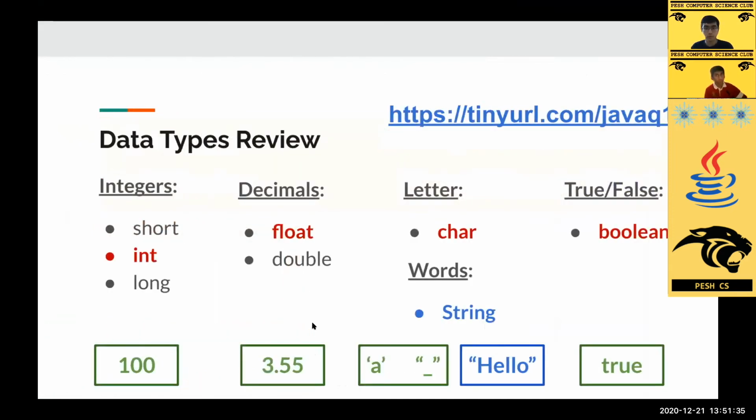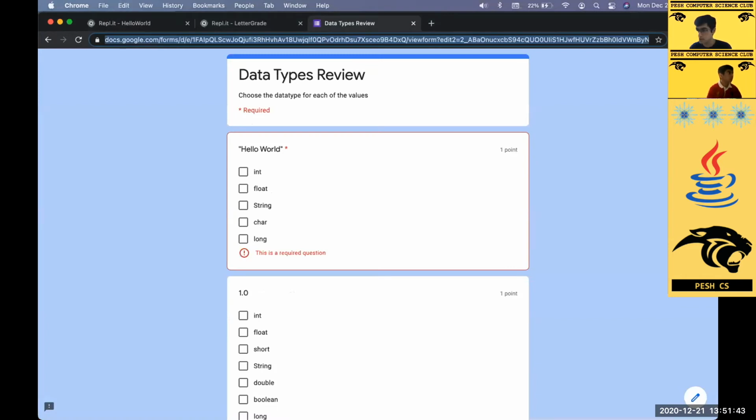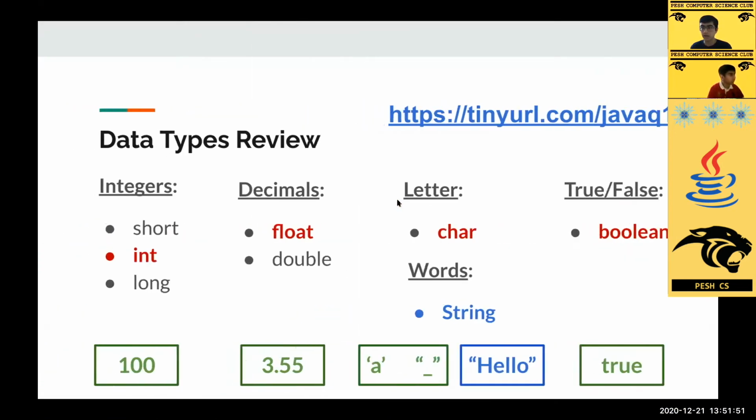Now we're going to do a short review of data types because this is really important. Go ahead to this link over here, tinyurl.com/javaQ1. I'll copy and paste the link into the chat. This is just a short review to cover everything that we've done so far with data types. There's 8 questions and it should take about 2 minutes or less. So we'll give you about 2 minutes to do it. And we'll go over the answers after 2 minutes.